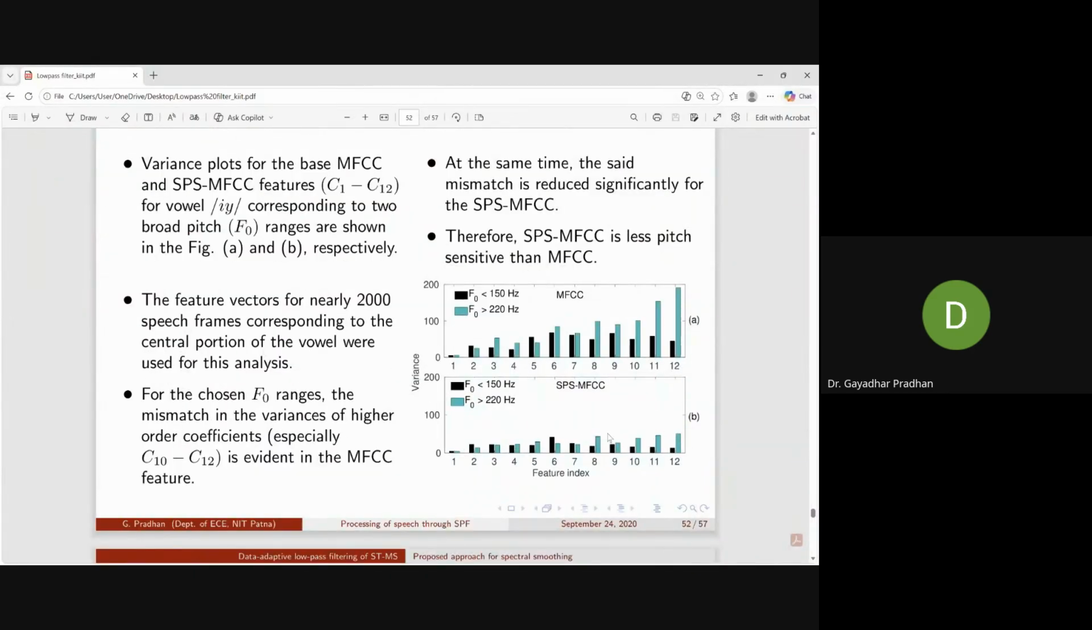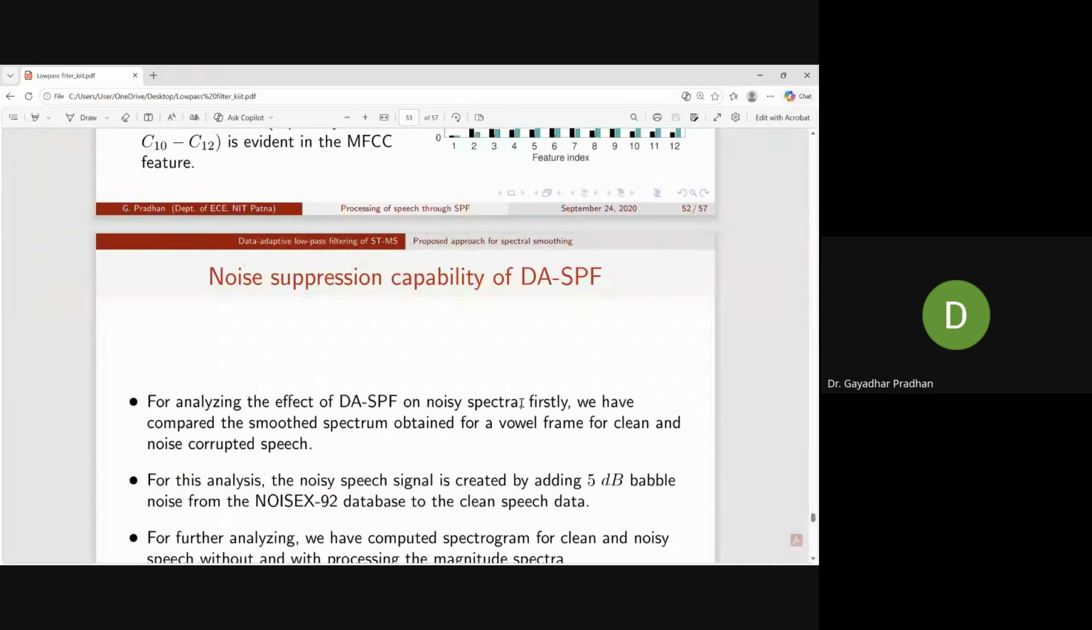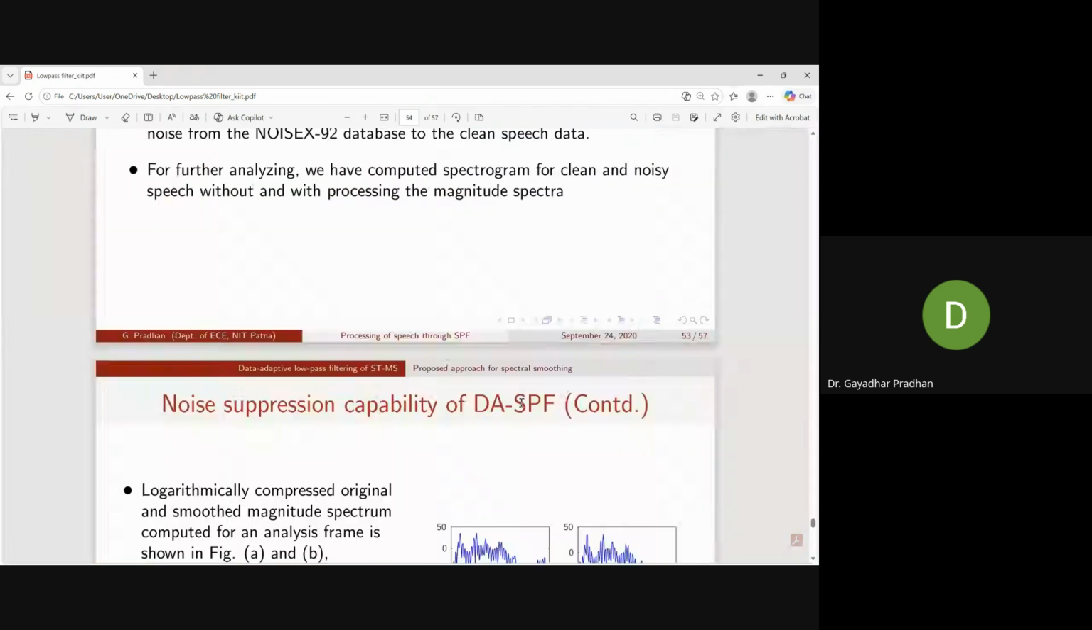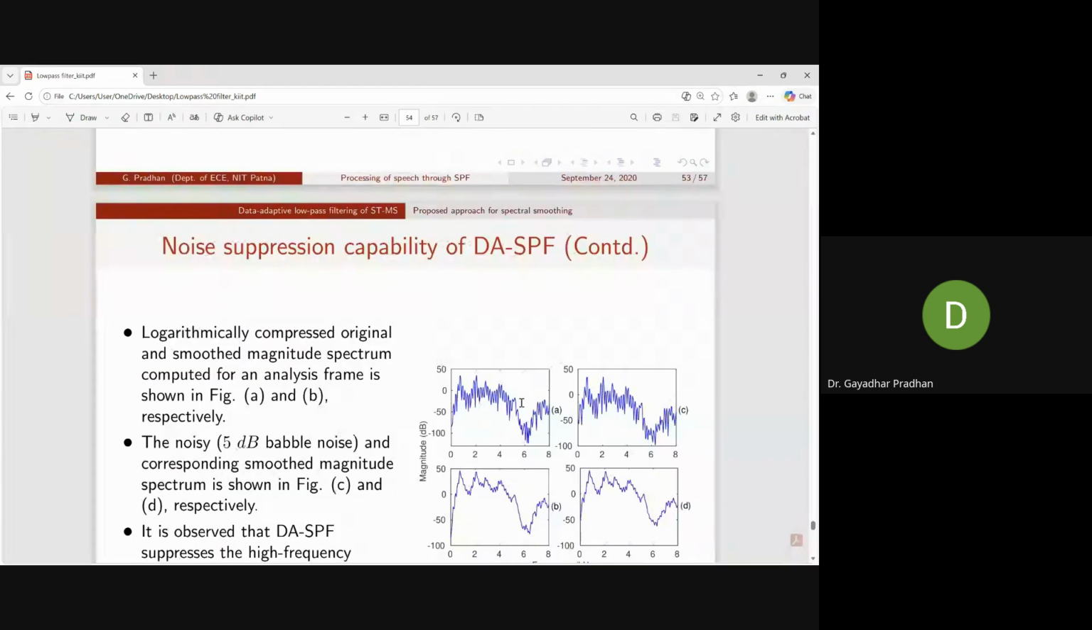Further, this variation is reduced, and we have applied it to different data. This filtering also, we know, removes the noise. We can see this is a noise fluctuation. If I apply this filter, it will remove these noise fluctuations.